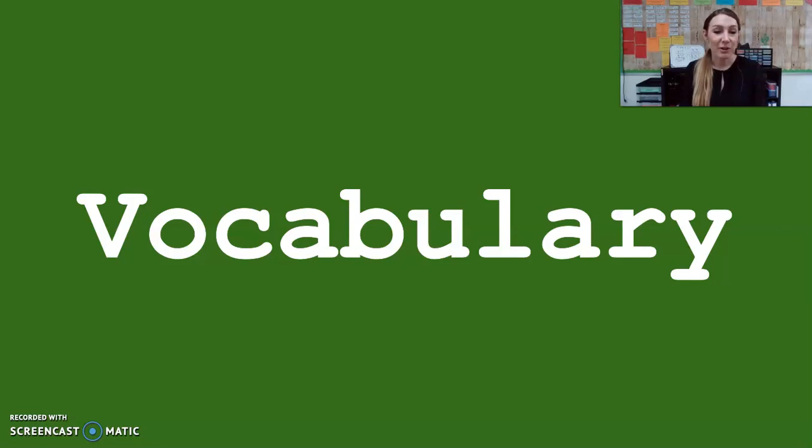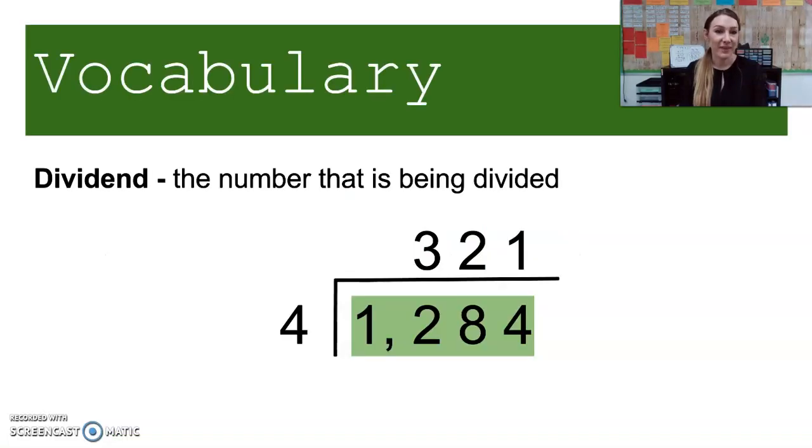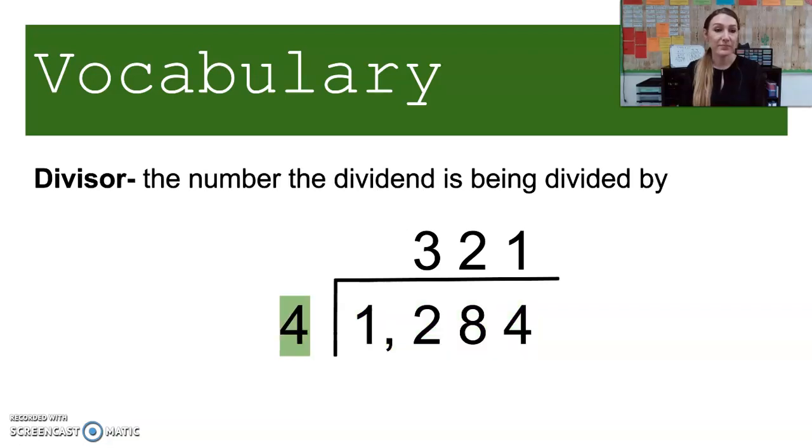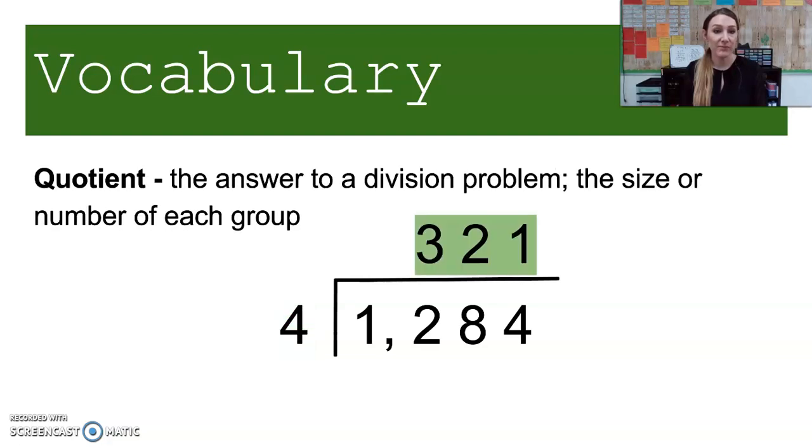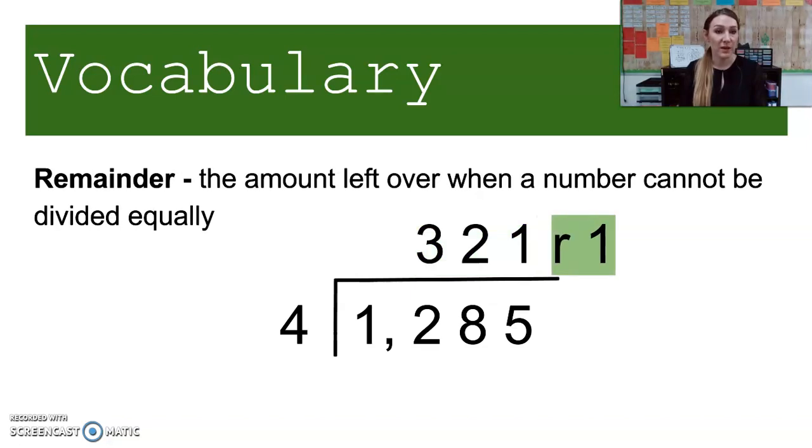Let's review our vocabulary before we get started on our lesson. Remember, a dividend is the number that is being divided. Divisor is the number the dividend is being divided by. Quotient is the answer to a division problem, or the size or number of each group.